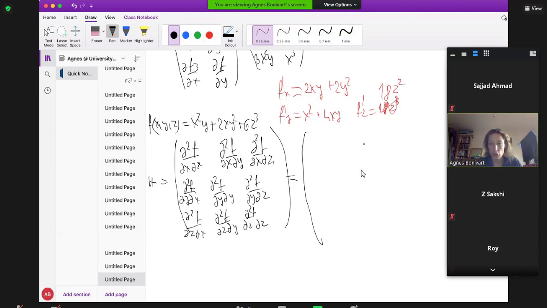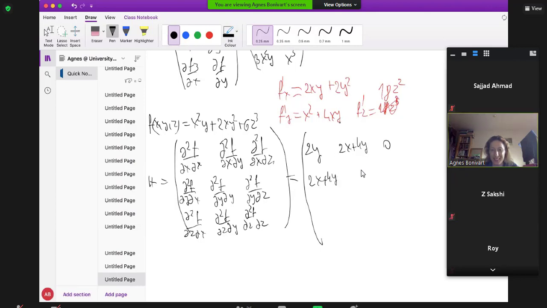Here in the first row, we need the derivative with respect to x, and we need to differentiate it further. With respect to x, it's going to be 2y, because this gives 0. With respect to y, 2x plus 4y. With respect to z, 0. Next one, with respect to y, 2x plus 4y.